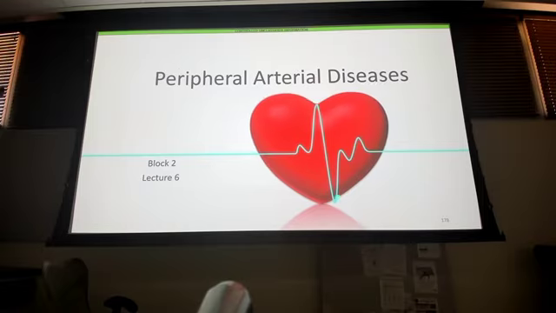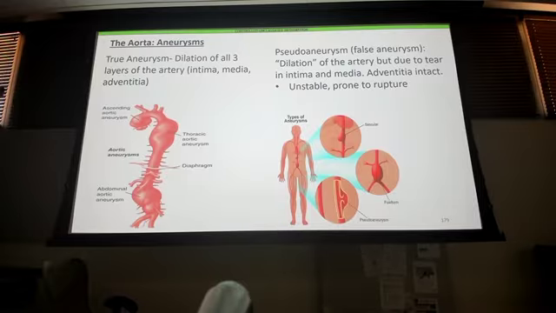Then we went on, we started talking about peripheral arterial disease. We talked about the aorta initially. We talked about how a true aneurysm of the aorta has a dilation of all three layers of the artery, so it tends to be a little stronger because it has all three layers, compared to a pseudoaneurysm, where usually the adventitia is intact, but there's a tear in the media and the intima.